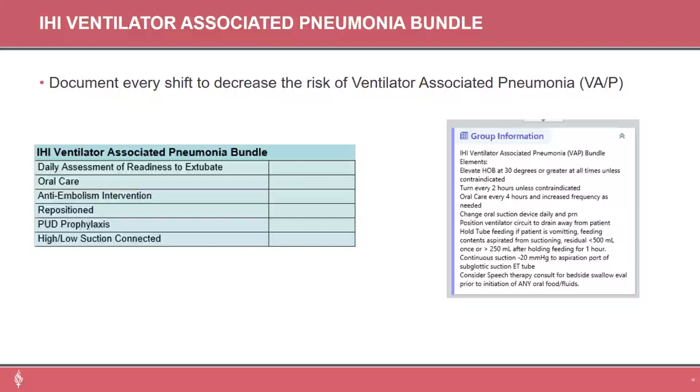The IHI Ventilator-Associated Pneumonia Bundle section consolidates information into one area to help ensure interventions are performed to prevent a ventilator-associated pneumonia. This section should be documented on every patient with a ventilator at least once per shift and PRN. The group information box has additional information for reference if needed. The oral care, anti-embolism, and repositioned rows are linked to the daily cares flow sheet, allowing the documentation in the daily cares flow sheet to be pulled into these rows.